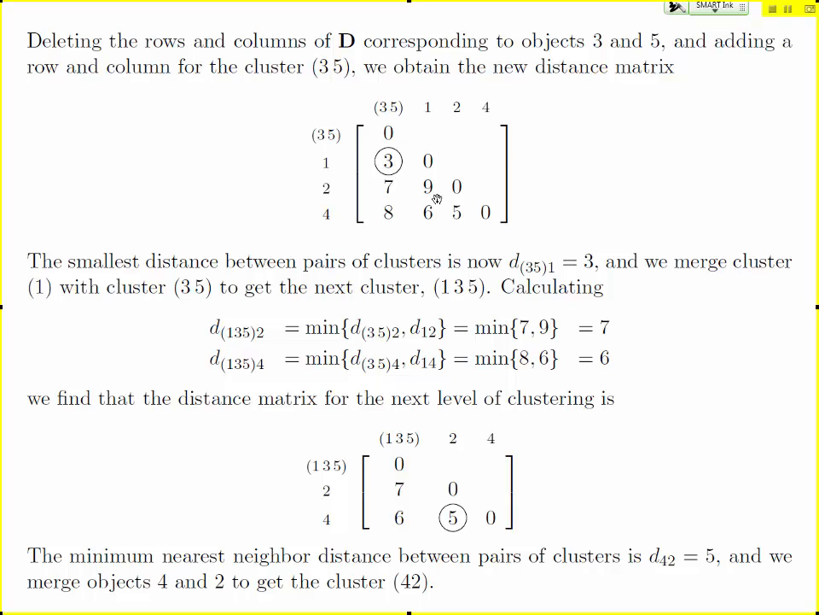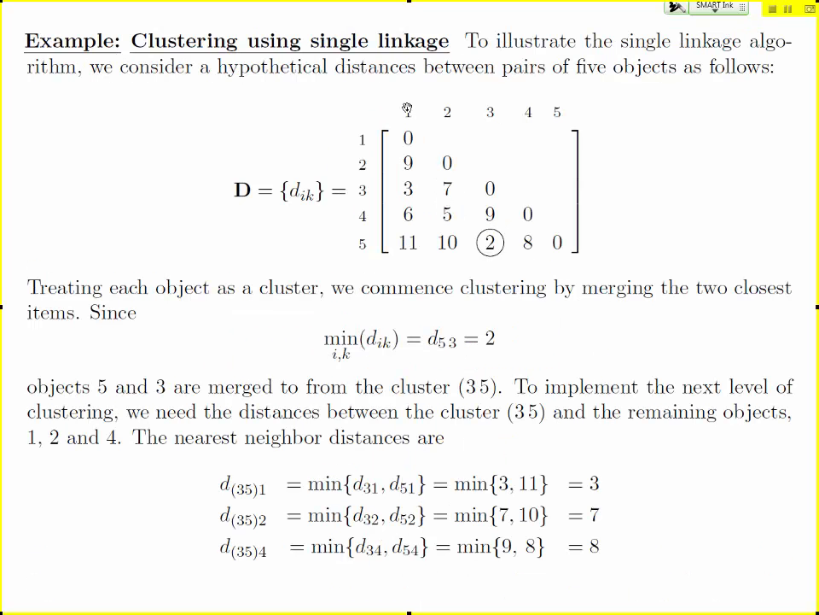Some of these distances are unchanged. The distance between item 1 and item 2 is 9, so we're not doing anything to those. What's changing, or what I have to be specific about, is the distances that involve this new cluster that we just created. So that's what we're computing here.